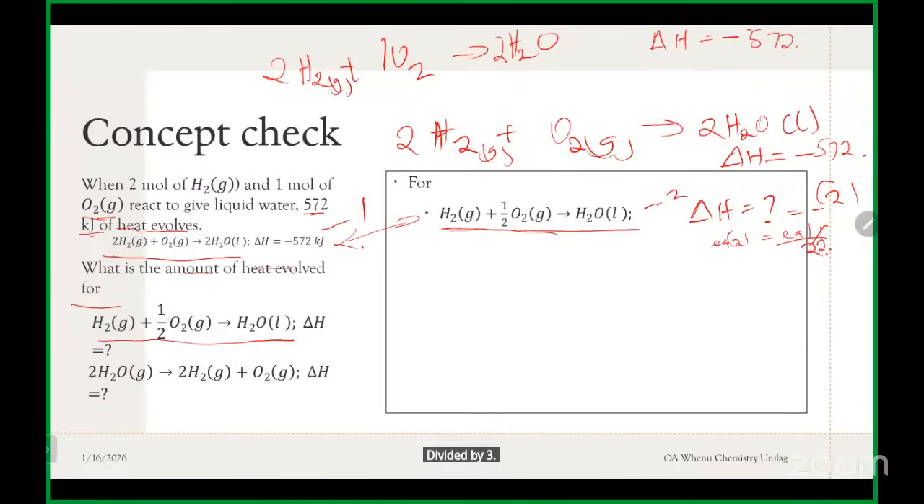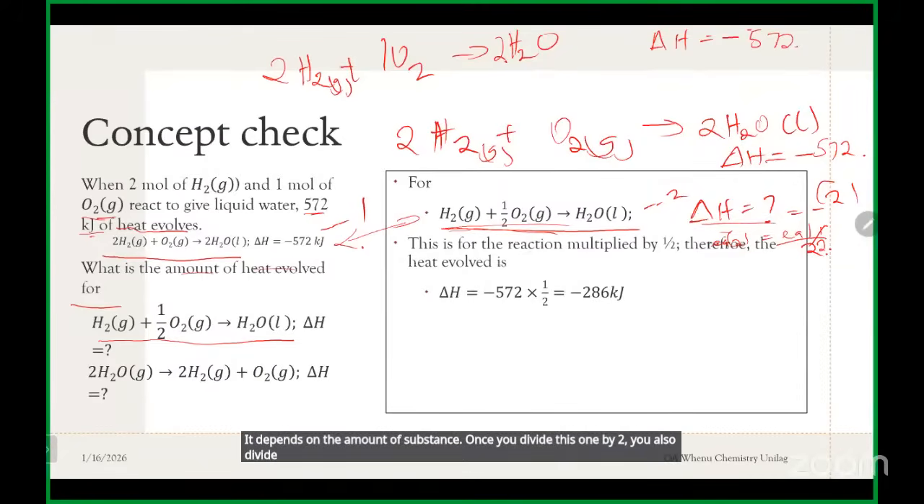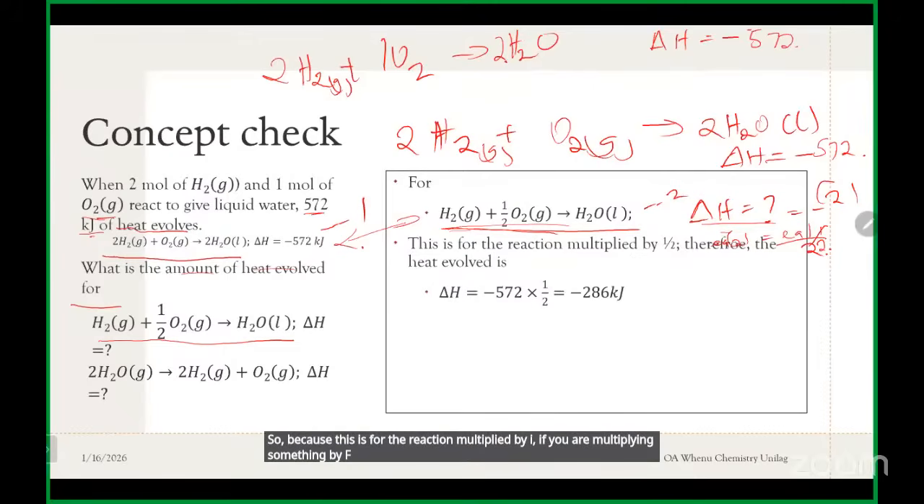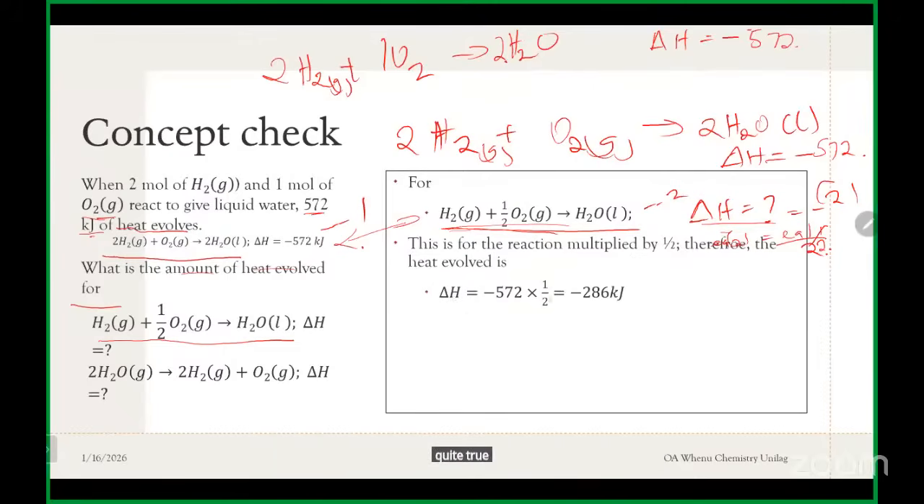Because our enthalpy is, what did I call it the other time? An extensive property. It depends on the amount of substance. Once you divide this one by 2, you also divide that by 2. Because this is for the reaction multiplied by half, if you're multiplying something by half, you're also dividing by 2. So you have delta H to be minus 286. Oh, okay, that's what somebody wrote the other time.